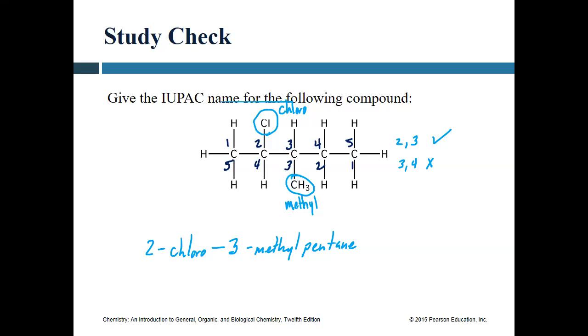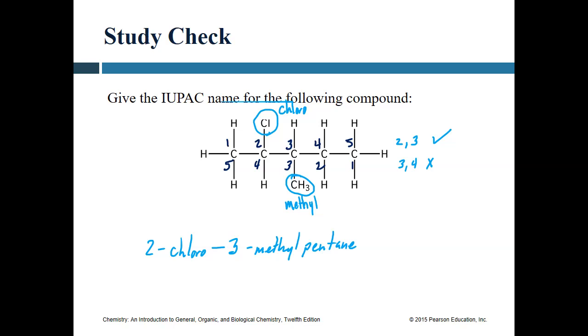And so this is where I was talking about the train cars kind of idea. 2 chloro is a train car. 3 methyl is a train car. Pentane is a train car. The chain car is always the last one. The ones in front of it go in alphabetical order. So that's why the chloro is first instead of the methyl. It does not go in numerical order. It goes in alphabetical order by the name of the substituents.